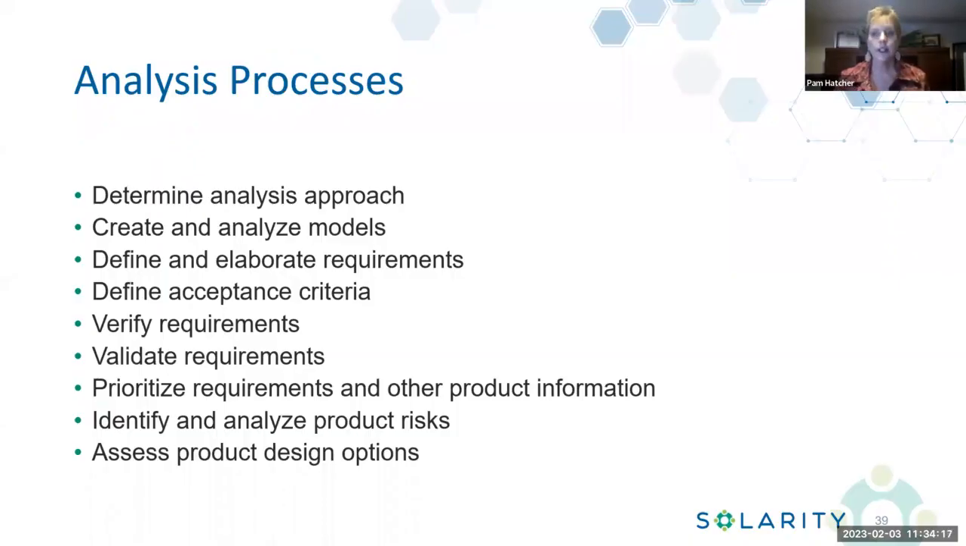So the processes within analysis: thinking ahead about how analysis will be performed and being ready to discuss that with the project team; creating structured representative models to facilitate further analysis by identifying the gaps. That's also a process. You're going to refine, document and elaborate requirements at the appropriate level of detail and at the appropriate time, because things will progress and you'll get more information, but you're constantly refining that.